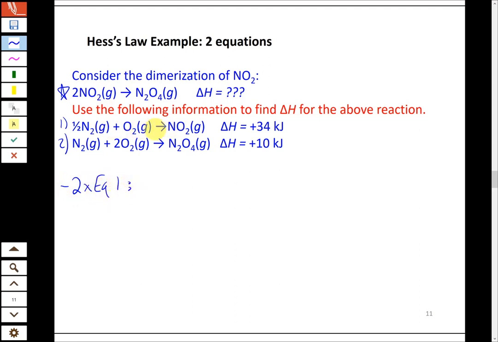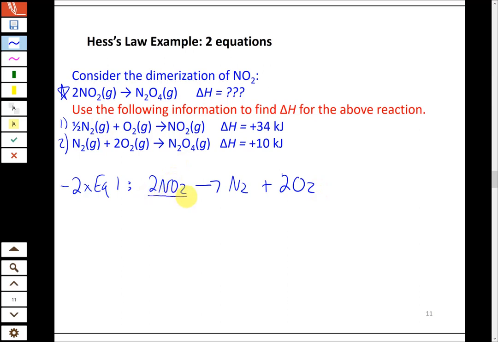We're going to flip it, and we're going to double it. So we take this first equation, we flip reactants and products, and we double all the coefficients. So it becomes 2 NO2 going to that 1/2 becomes a 1, I'll leave out the little gas symbols, they're all gases, it doesn't really matter. And then that O2, we have to double the coefficient to make it a 2. So we're going to flip and double this first equation.